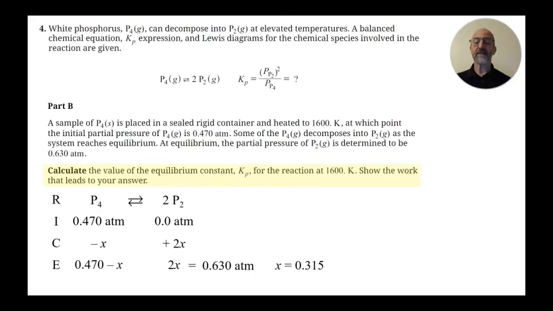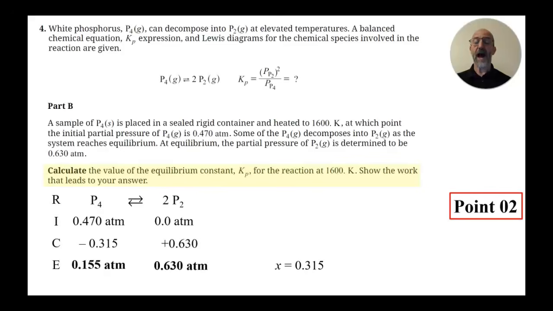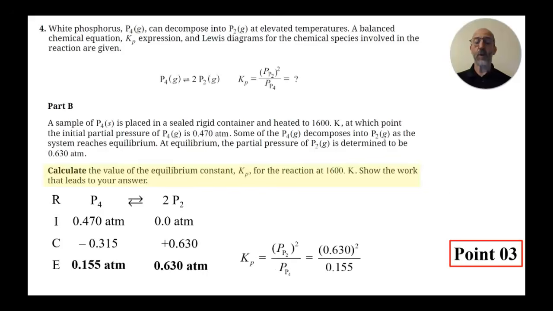And if 0.470 minus x can now be calculated as 0.470 minus 0.315, then I think that the second point would be earned for determining the partial pressure of substance P4 at equilibrium. That's 0.155 atmospheres. And then the third point would be to set up the Kp expression and plug in 0.630 for the product partial pressure, and that would be squared, divided by the reactant partial pressure of 0.155. So when I did that math, I got 2.56 for my value of Kp for the reaction.